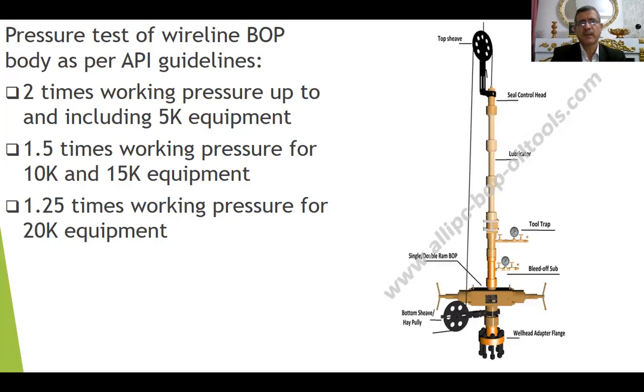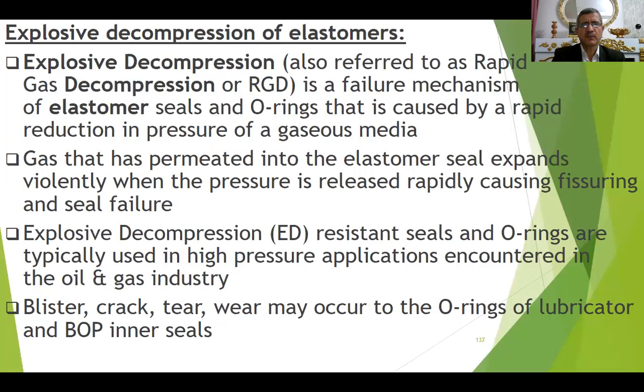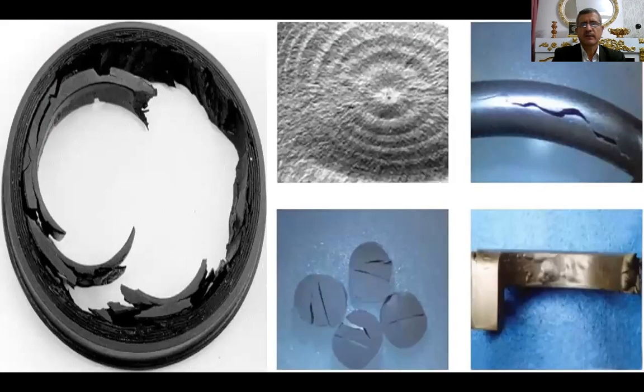As per API guidelines, we have this one depending on the maximum working pressure. There are cases that require to close the BOP. We have three main cases. We can mention them and go into details. We can talk about explosive decompression of elastomers. Also, what is the definition? Why do we face it like this? The rubber will be damaged.